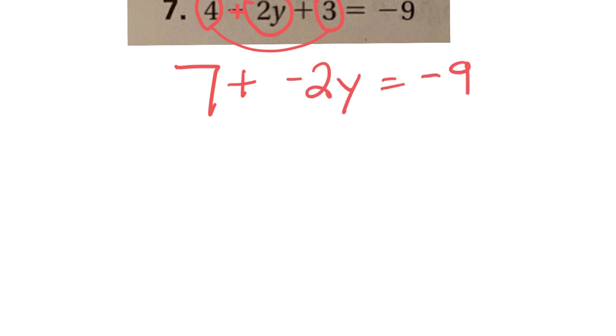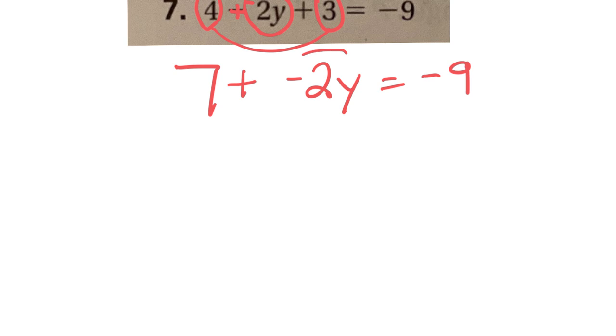There are some problems where you're going to need to put your like terms together before you start getting to the variable. So I have some things here. 4 minus 2y. I'm going to add the opposite. So then my terms are 4, negative 2y, and 3. I see my like terms are 4 and 3, so I'm going to bring that down to 7. 7 plus negative 2y equals negative 9.